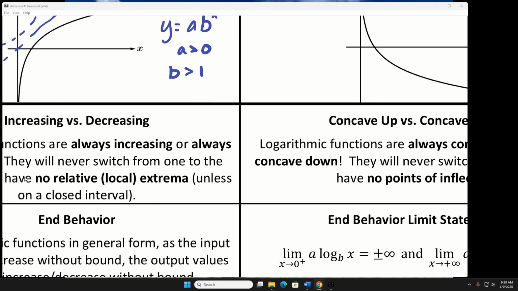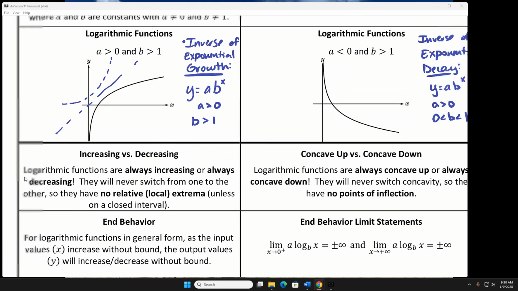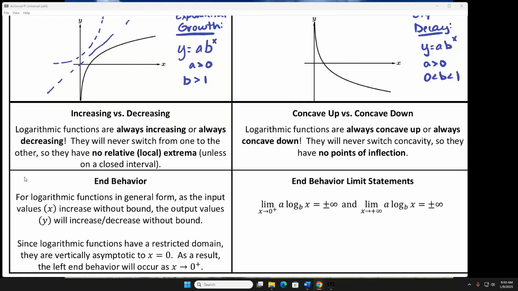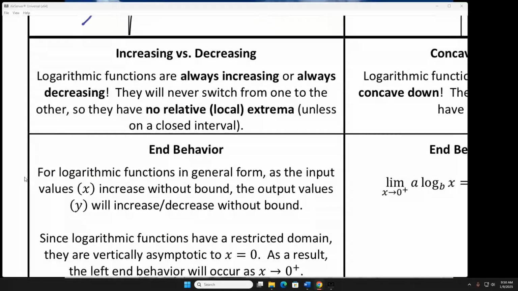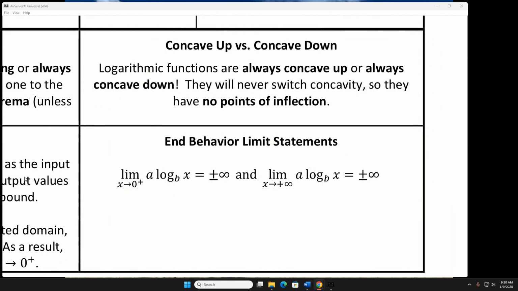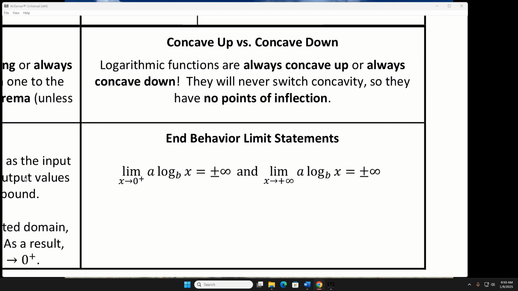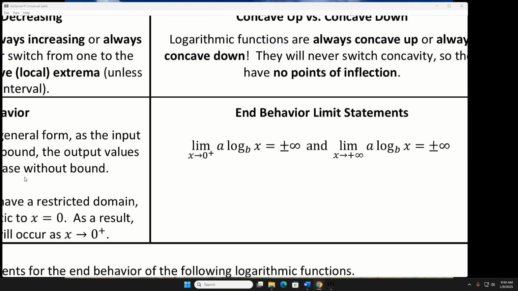All right, and then the characteristics we're going to talk about are the domain and range, when a function is increasing and decreasing, the concavity, and the end behavior. One thing to keep in mind about logarithmic functions: they are either always increasing or always decreasing, which means you're never going to have relative maxes or mins. It'll stay the same. There's no change. Same thing with concavity. The function will either be concave up or concave down always. So there are never points of inflection because the concavity doesn't change.